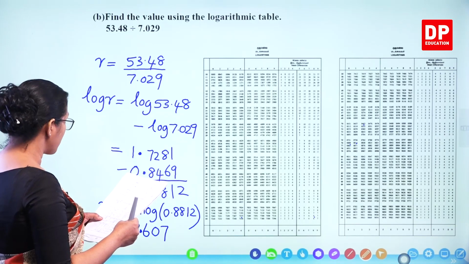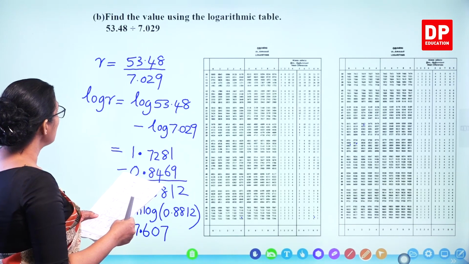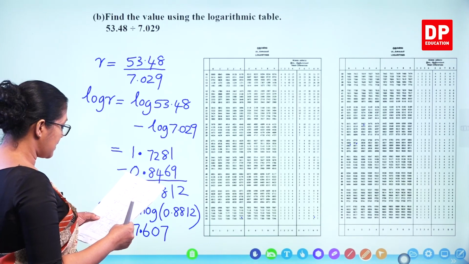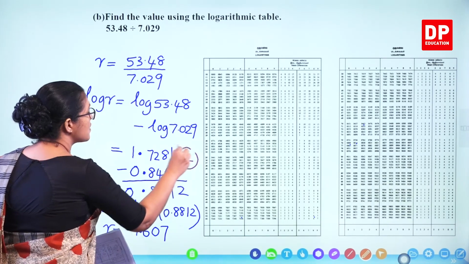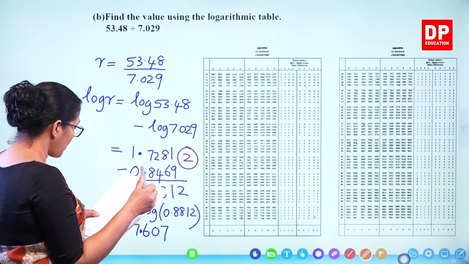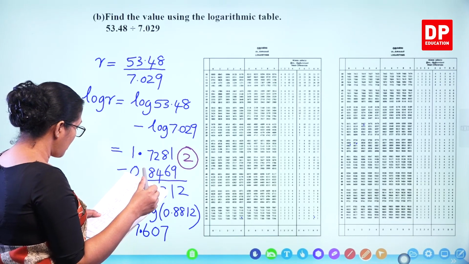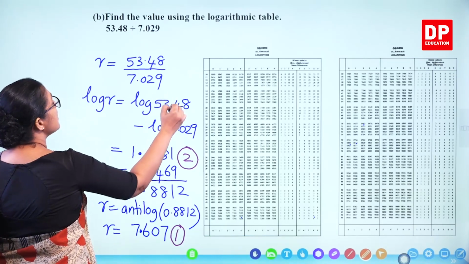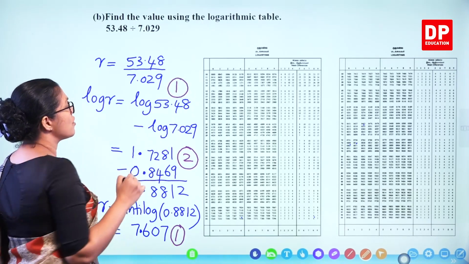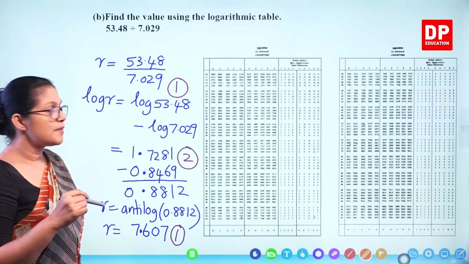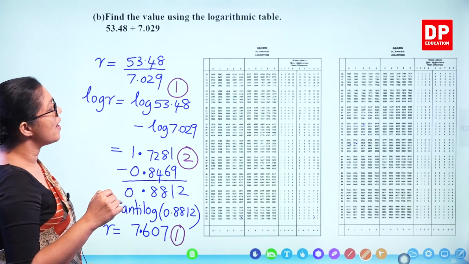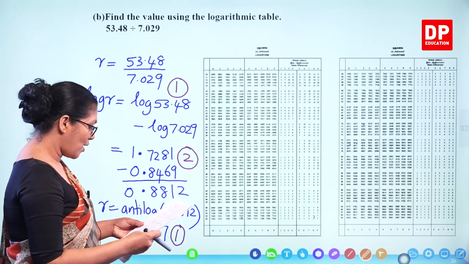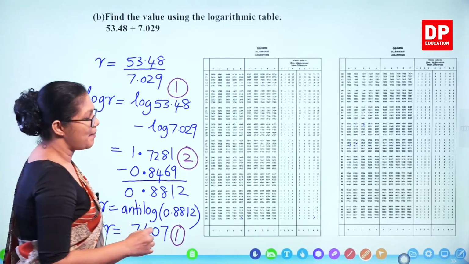You get 4 marks. So 1.7281 and 8469, 2 marks. And 7.6071, 1 mark here, taking subtraction of logarithms, that's 1 mark. So 4 marks for this step. Previously 6 marks and this one 4, altogether 10 marks.